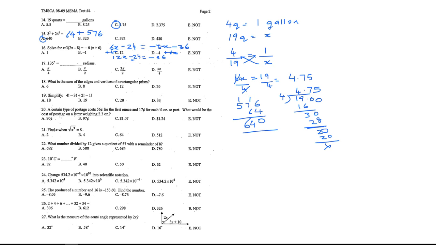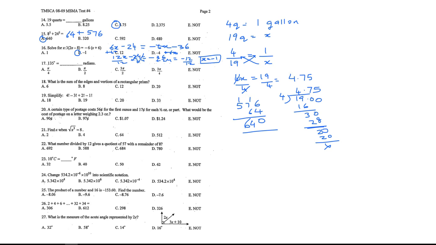We can add 24 on both sides. So this 24 and 24 will cancel. And on the right side we will have minus 36 plus 24 equal to minus 12. So 12x is equal to minus 12. So if you divide both sides by 12, we will get x is equal to minus 1. So let's see if we have that as a choice. Choice B is minus 1.